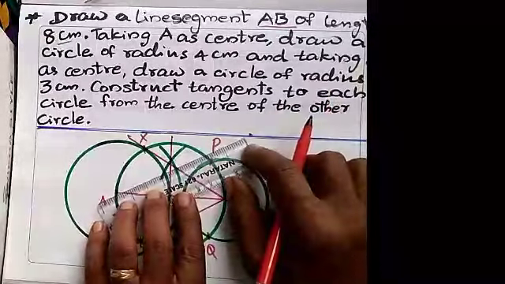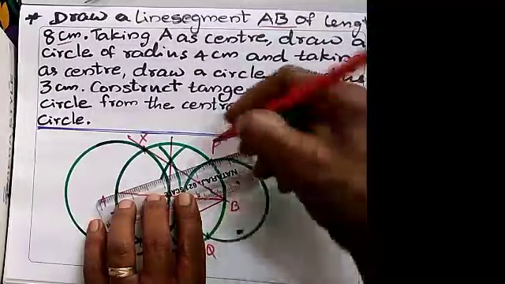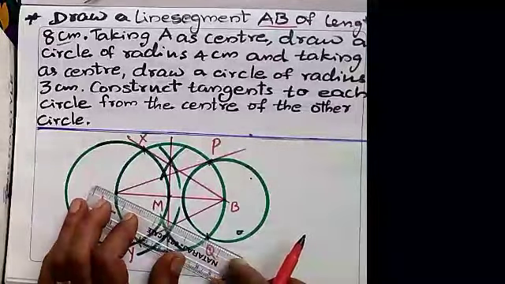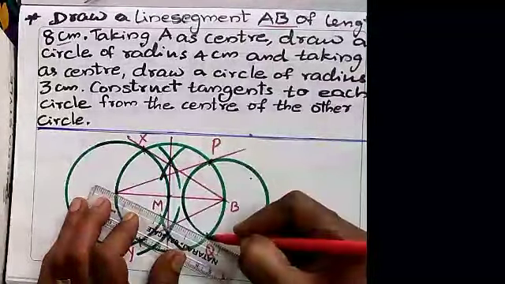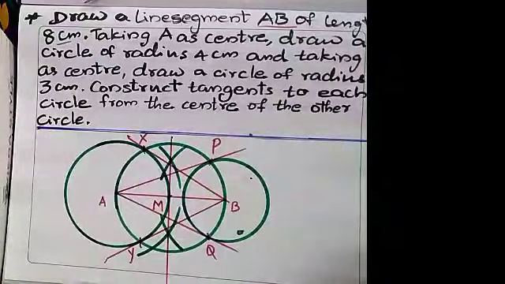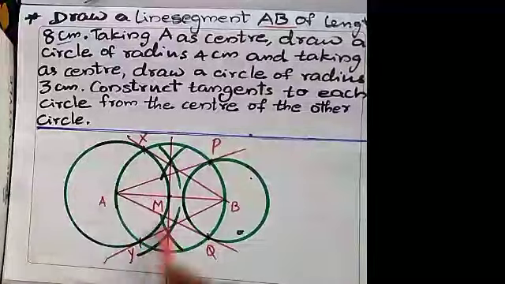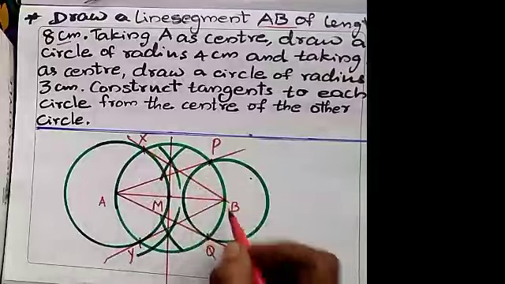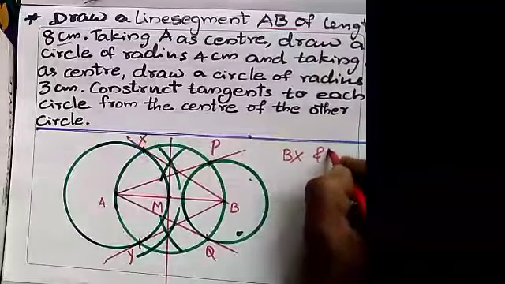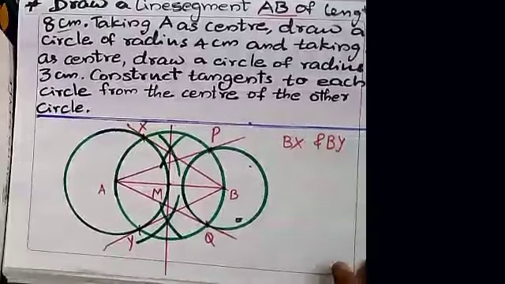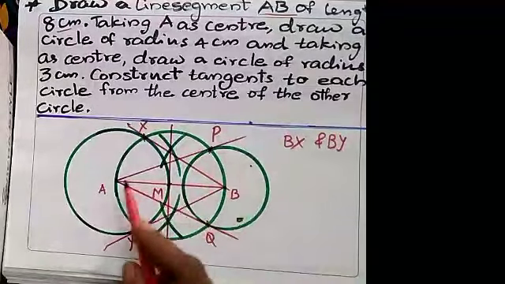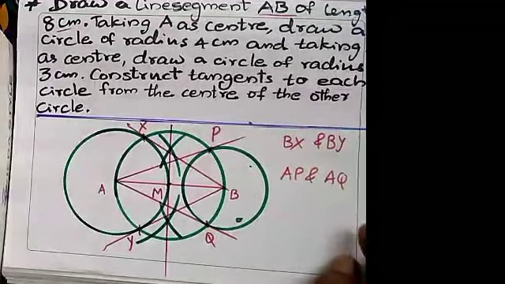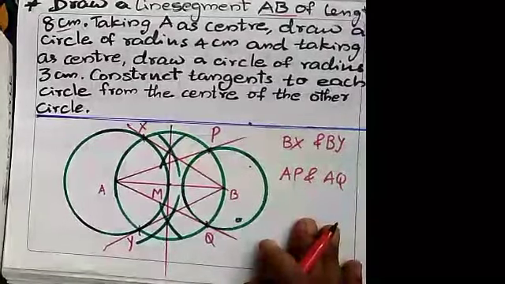Now you can join AP and the same way AQ. Can you understand? So for the circle with A as center, the external point is B. The two tangents are BX and BY. And the same way for the other circle with B as center, from A you are drawing two tangents, AP and AQ. Okay, you can measure the two tangents.